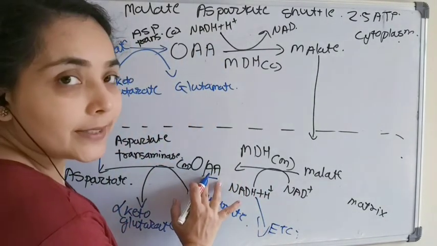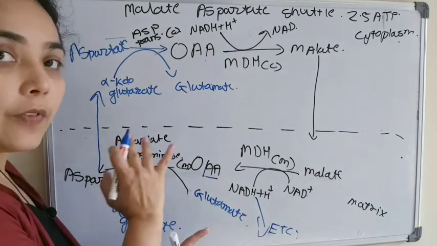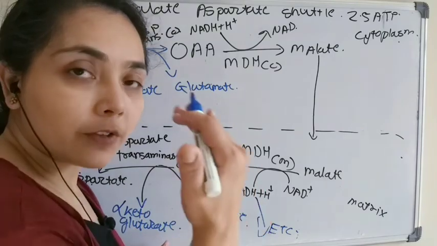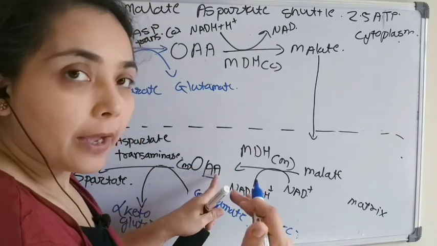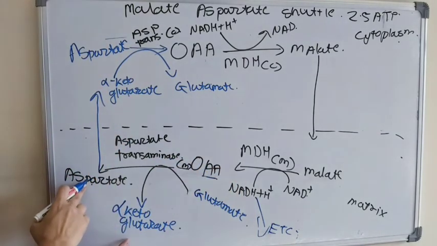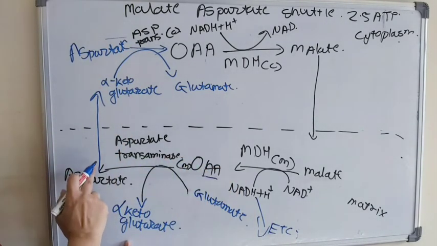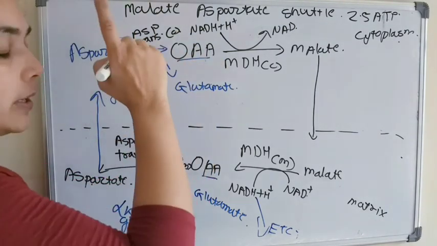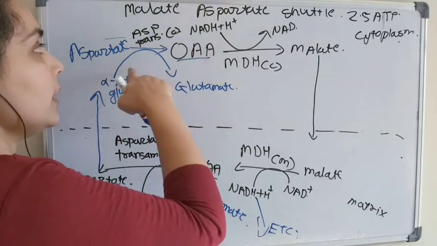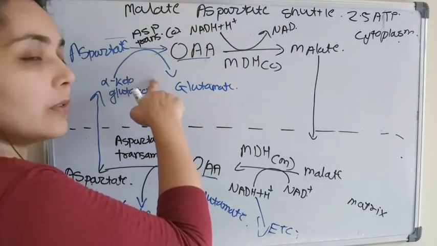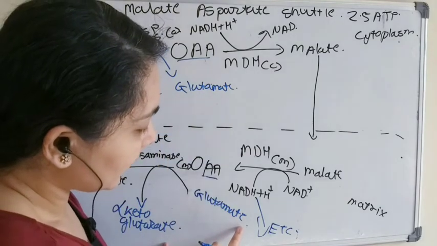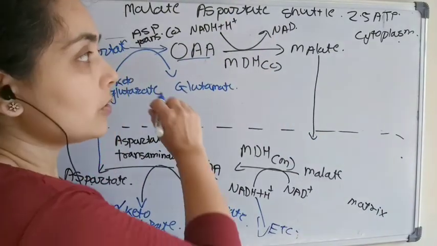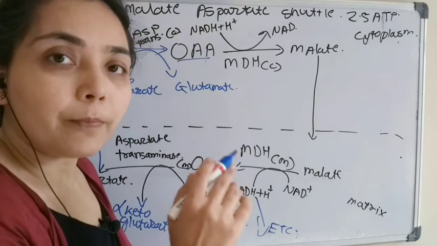Now this oxaloacetate will convert to aspartate via transamination. How? Glutamate will convert to alpha ketoglutarate after the loss of an amino group, which will be accepted by oxaloacetate. So oxaloacetate will convert to aspartate, aspartate will come out, and again aspartate will convert to oxaloacetate, and the same transamination reaction will take place. Earlier glutamate converted to alpha ketoglutarate, and now alpha ketoglutarate will convert to glutamate. So this is a complete cycle of the malate aspartate shuttle system.